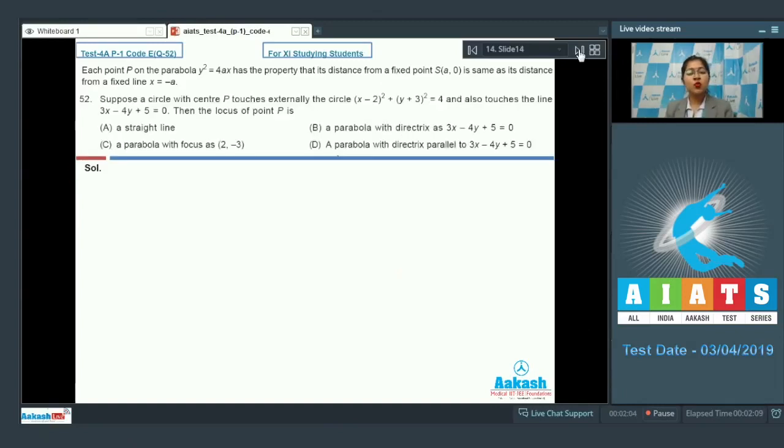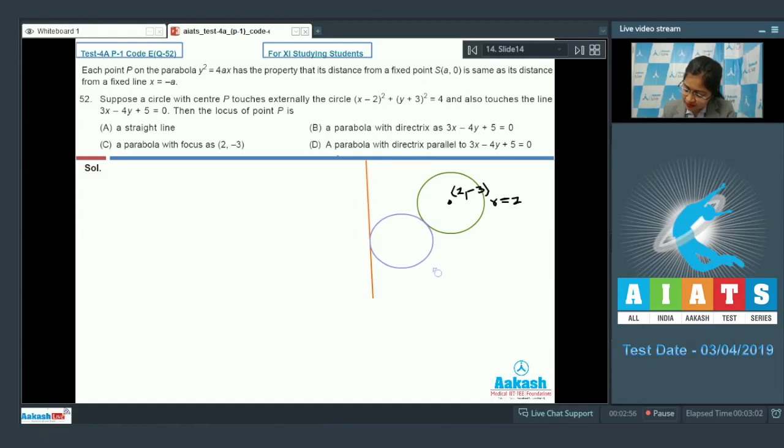Next is question number 52, which says that suppose a circle with center P touches externally the circle x minus 2 whole square plus y plus 3 whole square equal to 4, and it also touches the line 3x minus 4y plus 5 equal to 0. Then we have to find the locus of point P. Let us say this is the line that has been given, and this is the circle whose center is (2, minus 3) and its radius is 2. We have to find the locus of the center of the circle which is touching this circle and touching the line also.